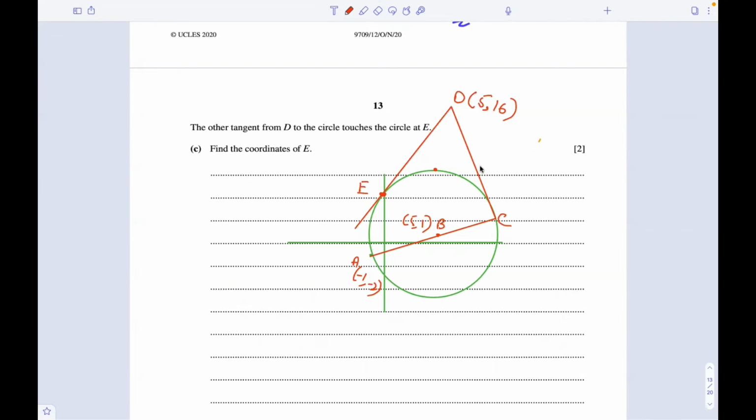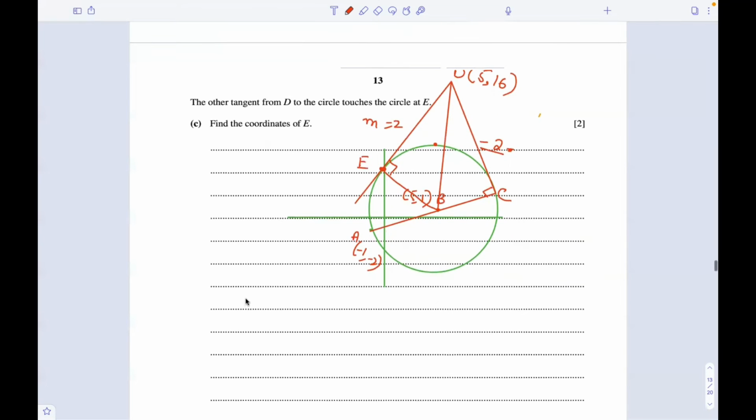Now, the gradient of DC was -2, and we know that this is a right angle. If we draw a radius over here, this will also be a right angle. These two triangles are symmetrical. If this has a gradient of -2, the line ED would have a gradient of +2.